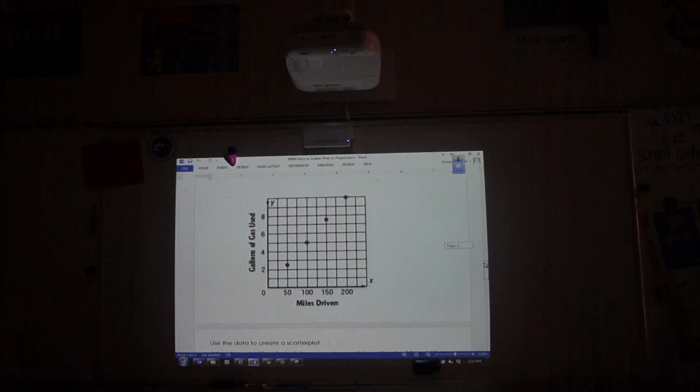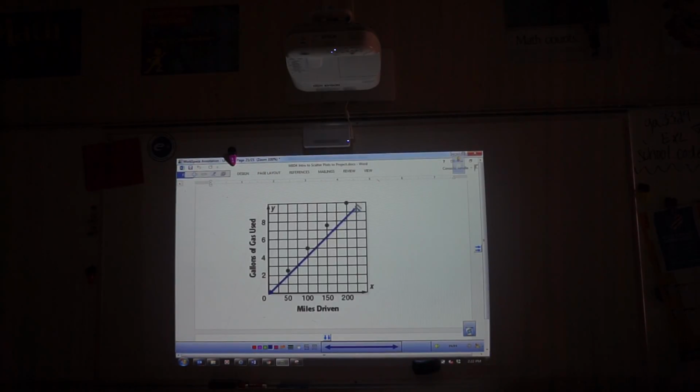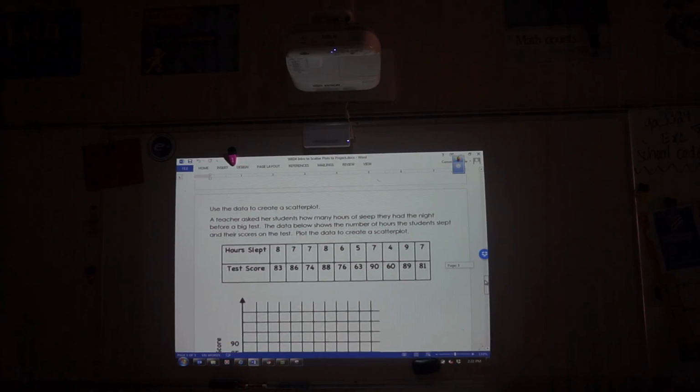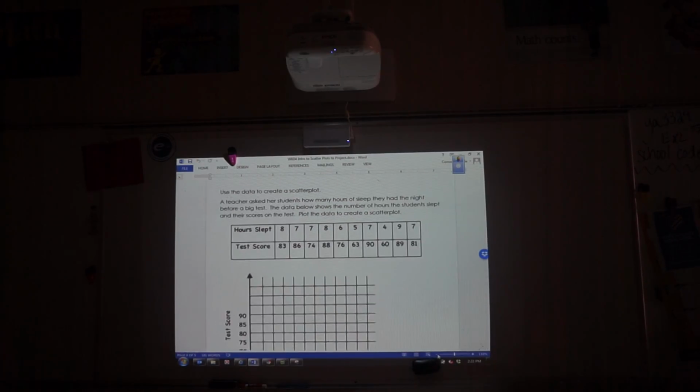All right. This last one, miles driven and gallons of gas used. Well, as the miles go up, what happens to the gallons? I use more gas. They're both going up. That's a positive relationship. All right, so now what we're going to do is create scatter plots.